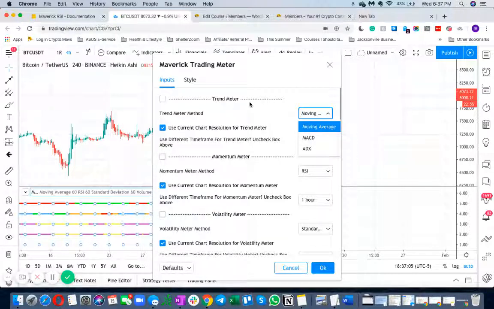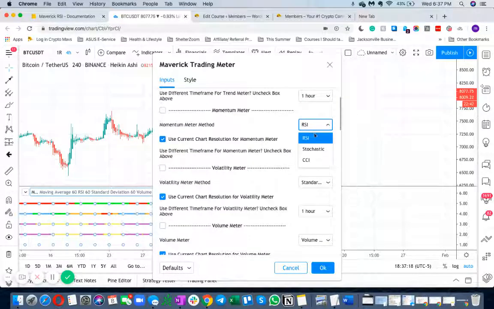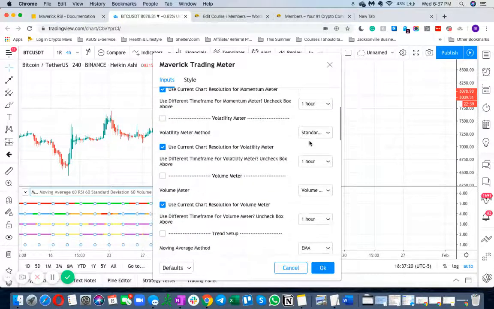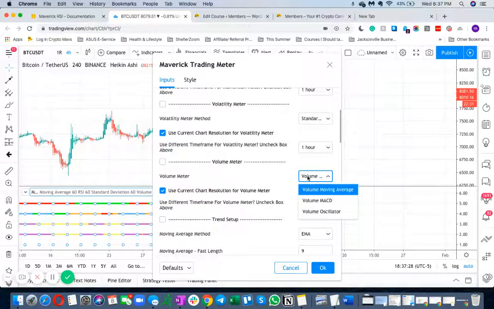So for trend, we have moving averages, which could be a simple moving average or an exponential, and we have your MACD and your ADX, your average directional index. For momentum, we have RSI, stochastic, and CCI. For volatility, we have standard deviation, average true range, and Bollinger Bands percent B. And for volume, it's basically using these formulas: a volume moving average, a volume MACD, or a volume oscillator. It's using the formula for MACD, but using volume as a source instead, if that makes sense.